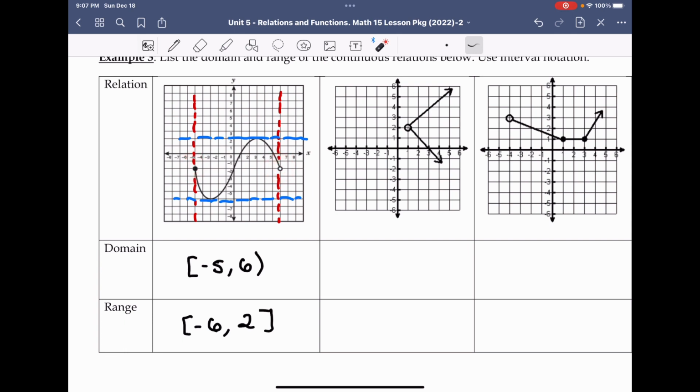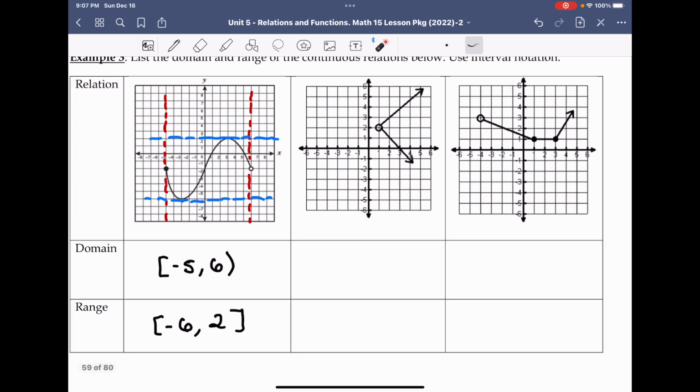Okay, let's look at our next graph here. We have a graph that extends upwards to positive infinity, downwards to negative infinity. But then what we have is this open point here. What we actually call this is a point of discontinuity. This is what we call a POD.